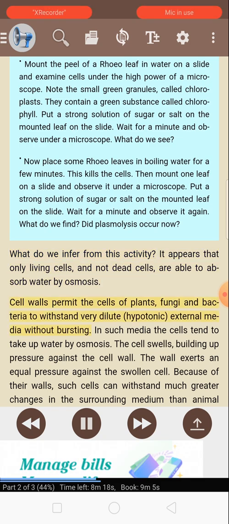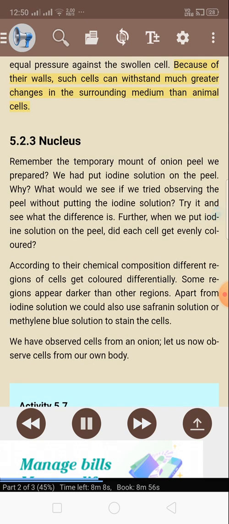Cell walls permit the cells of plants, fungi and bacteria to withstand very dilute, hypotonic, external media without bursting. In such media, the cells tend to take up water by osmosis. The cell swells, building up pressure against the cell wall. The wall exerts an equal pressure against the swollen cell. Because of their walls, such cells can withstand much greater changes in the surrounding medium than animal cells.